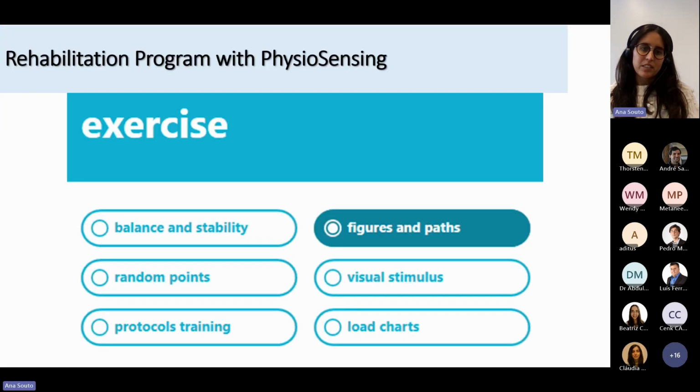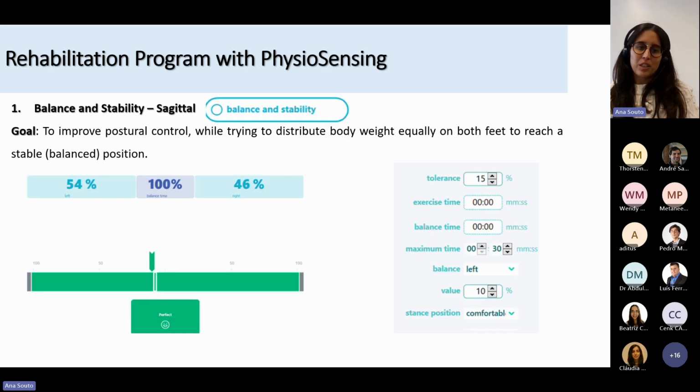So again, we have 6 different categories of exercises. It's balance and stability, random points, figures and paths, exercises with visual stimuli. For people who rely a lot on the visual input, these exercises are good. And they also have optocinetic stimuli, protocols training, and load chart. So let's start with the first category of exercises that we have on the software, which is balance and stability.